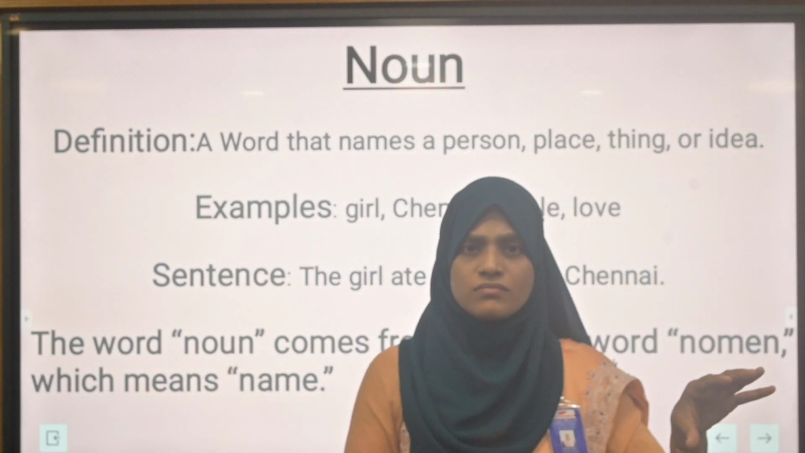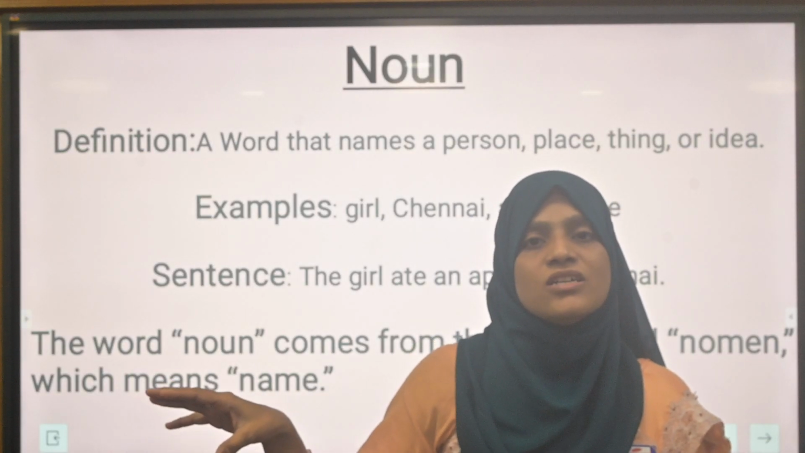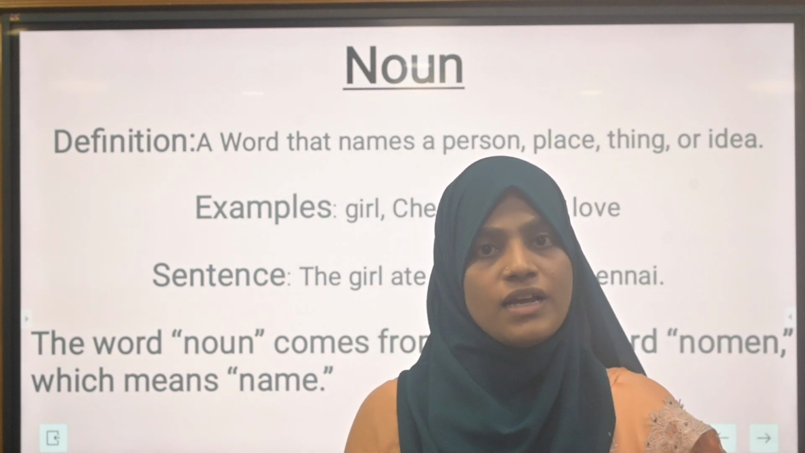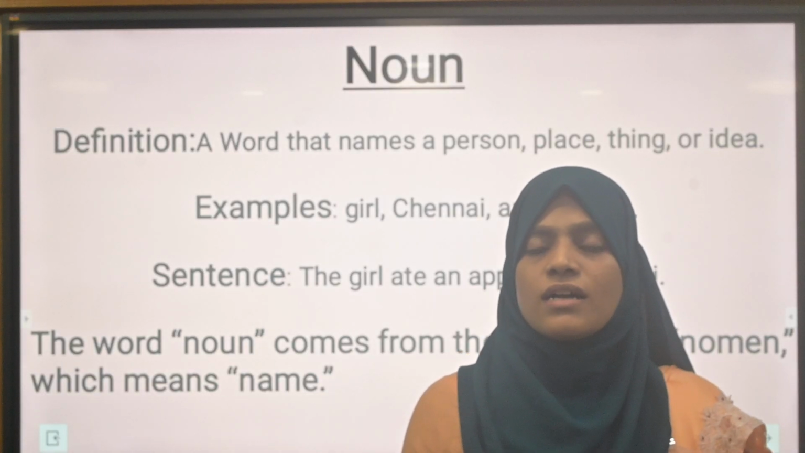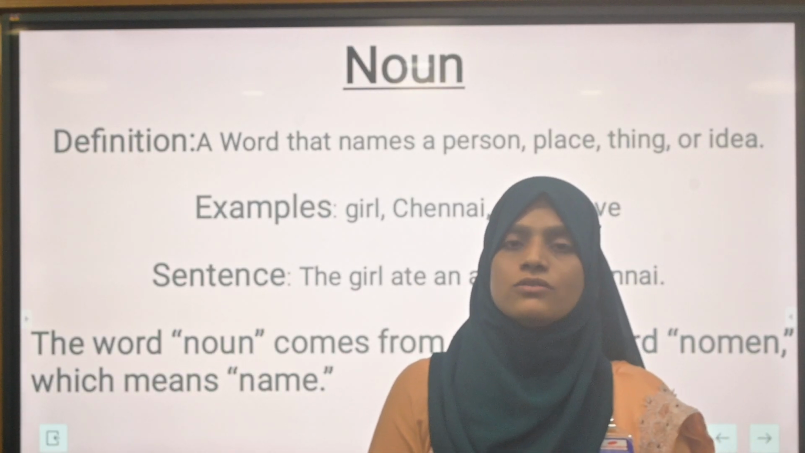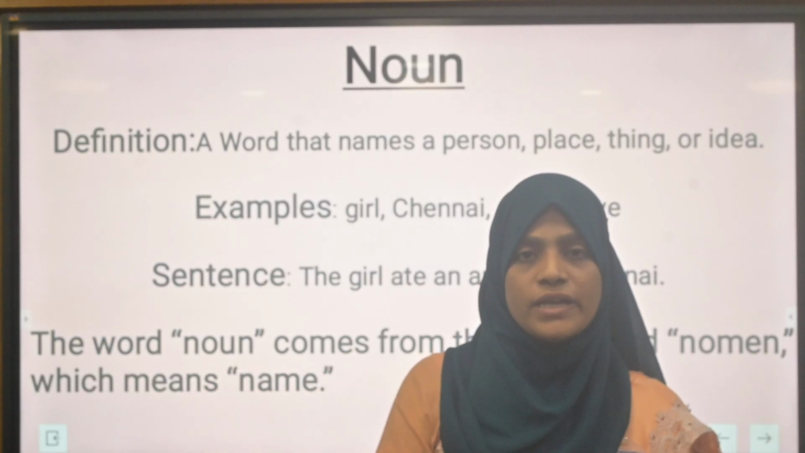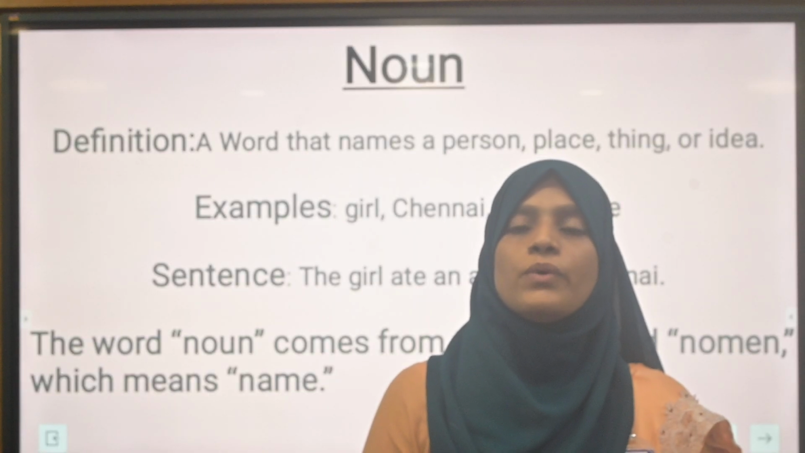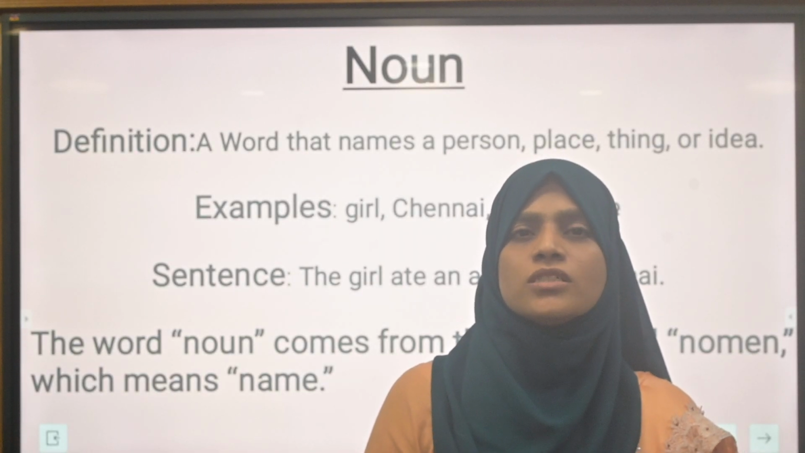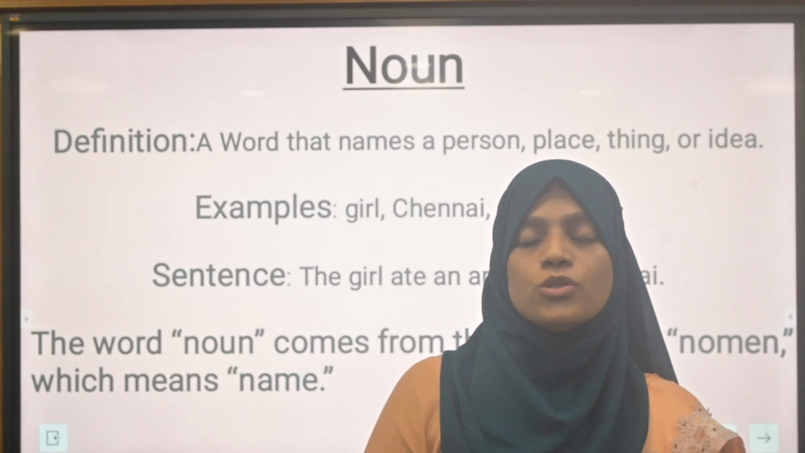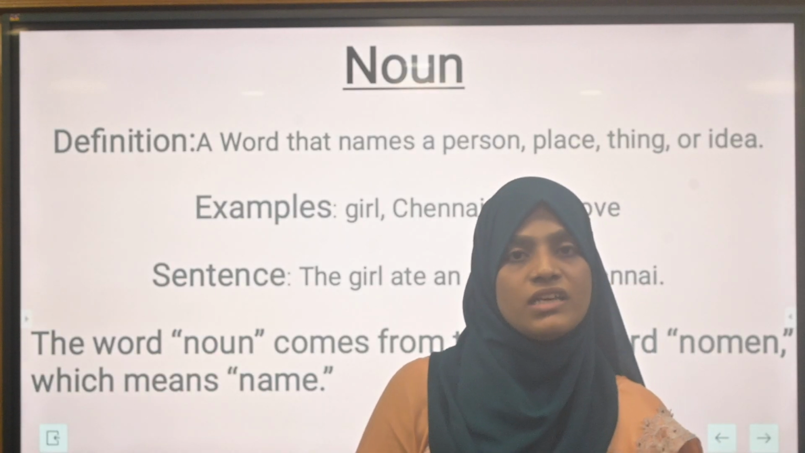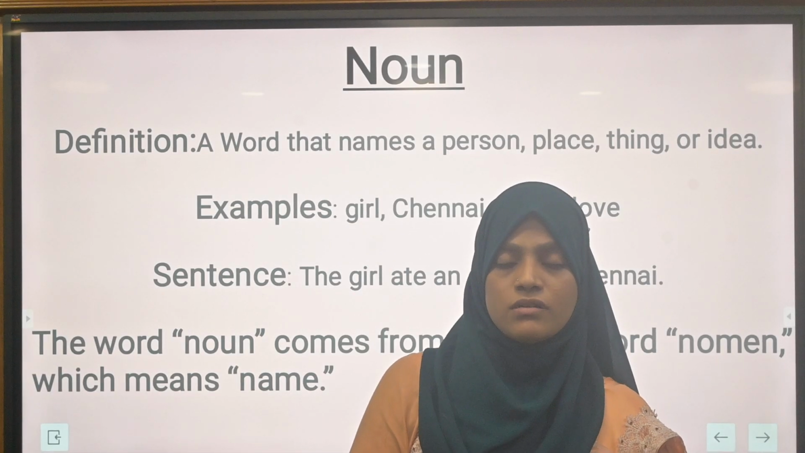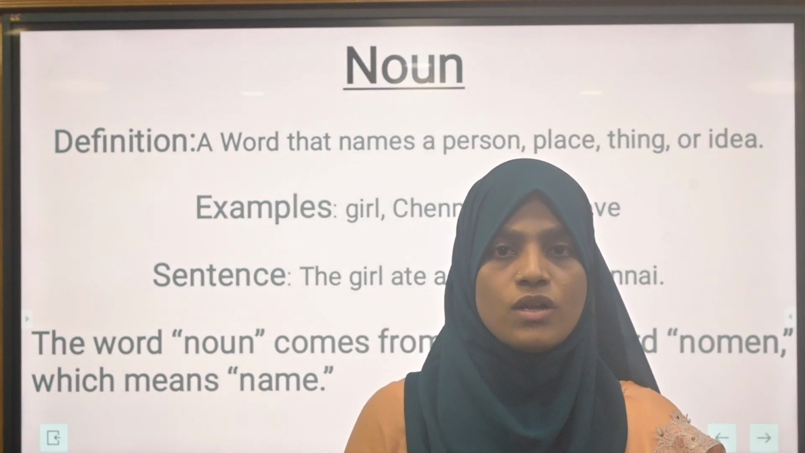The girl ate an apple in Chennai. In this sentence I have used 3 nouns: girl, apple and Chennai. Are you able to complete the sentence without the noun? No, right? Our sentence will be complete only by using the noun. So this is how the noun works. We have some more nouns which can't be made into the plural form, that is sheep and deer. These are nouns we are unable to make plural, so they stay in the singular way.